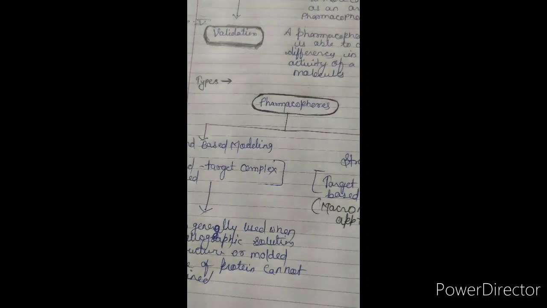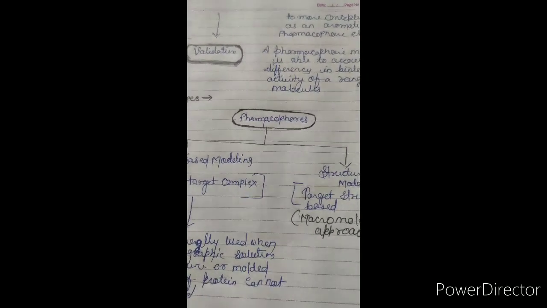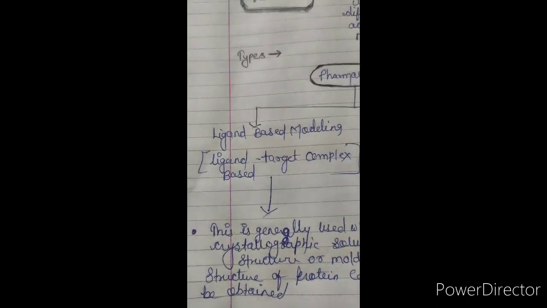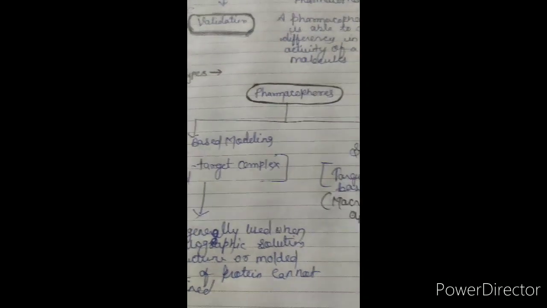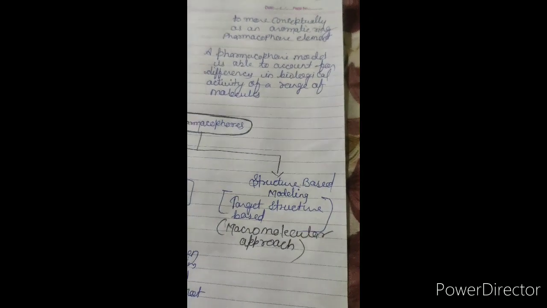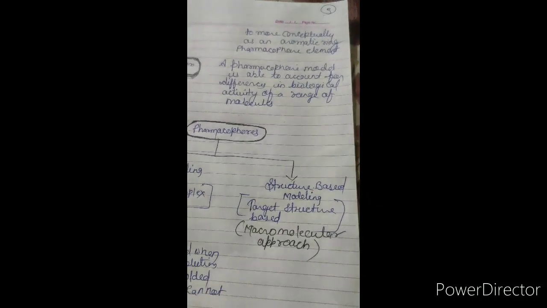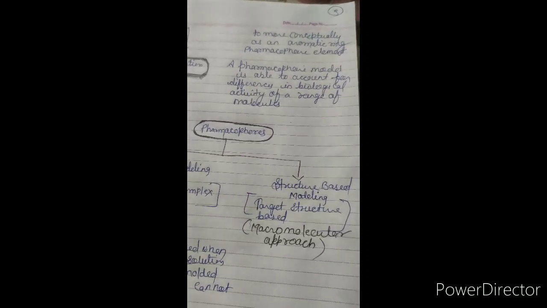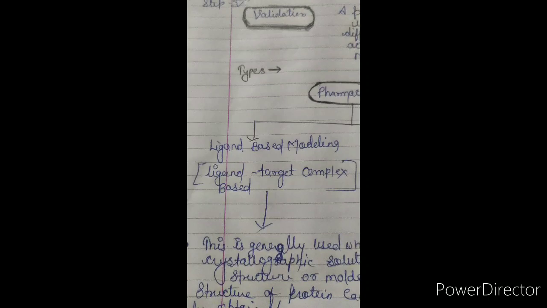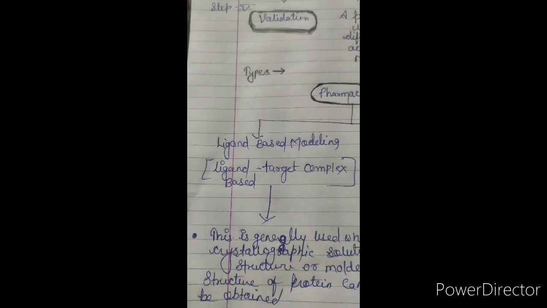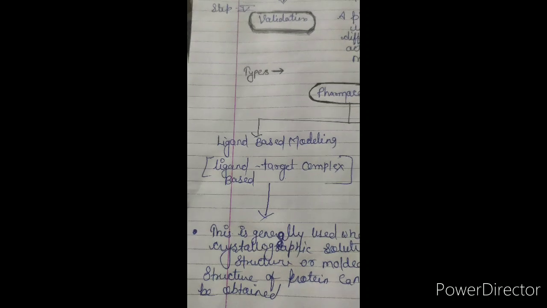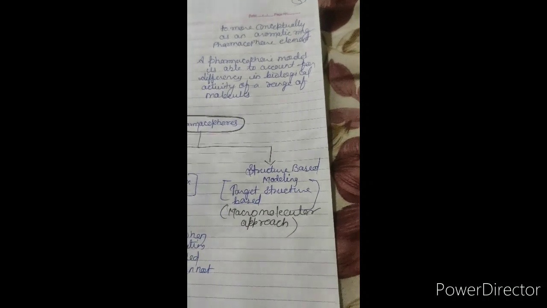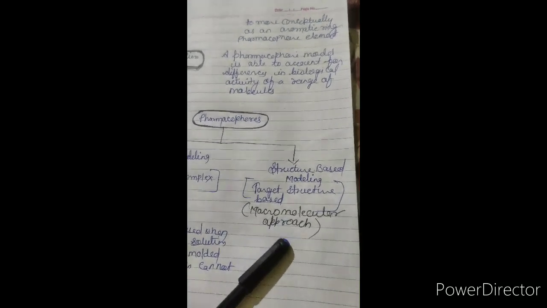Now next is the types of pharmacophore modeling. Pharmacophore modeling has two kinds. One is the ligand based modeling or ligand based pharmacophore. Another one is the structure based pharmacophore modeling. Ligand based modeling is generally ligand target complex based, and structure based modeling means target structure based, or we can say the macromolecular approach.